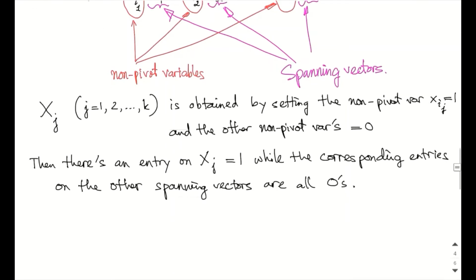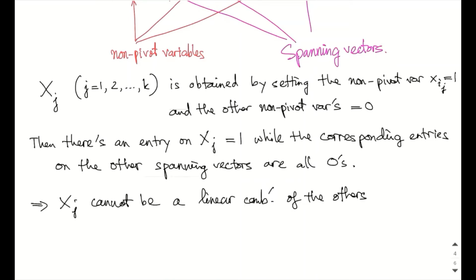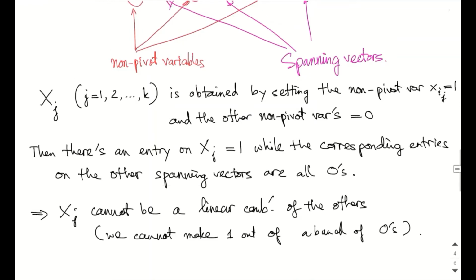So this means xj cannot be a linear combination of the others, because you cannot make 1 out of zeros, right? So any xj, say x1, cannot be expressed as a linear combination of the others. x2 cannot be expressed as a linear combination of the others. If none of them can be expressed as a linear combination of the others, this implies that they are linearly independent. And so we have proved Theorem 1.12.